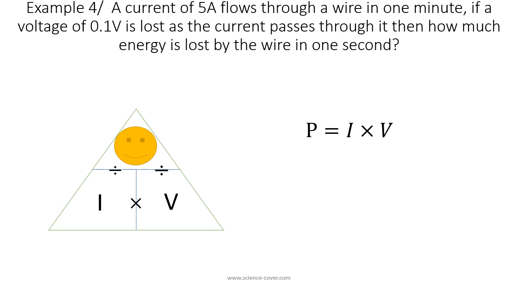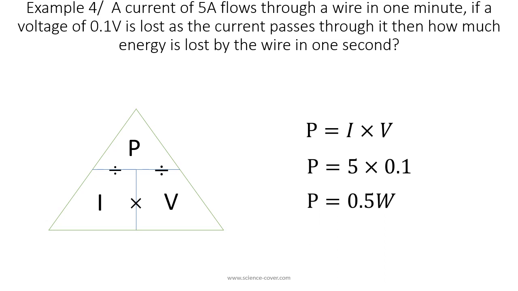Substitute in the values from the question. So that's 5 amps for current and 0.1 volts for voltage. 5 times 0.1 is 0.5, so the power must be 0.5 watts.